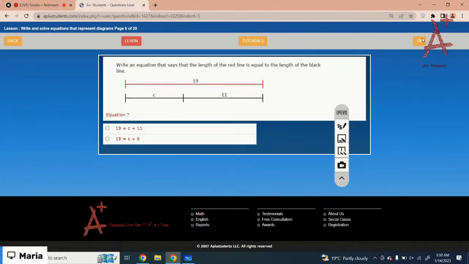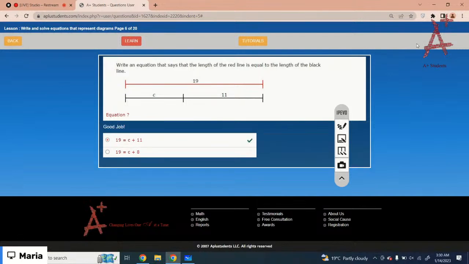Okay, write an equation that says the length of the red line is equal to the length of the black line. So which is the correct option? The length of the red line is 19 and the length of the black line is c plus 11. Got it? So the correct option is 19 equals c plus 11. Just select the correct option and click on the OK button.